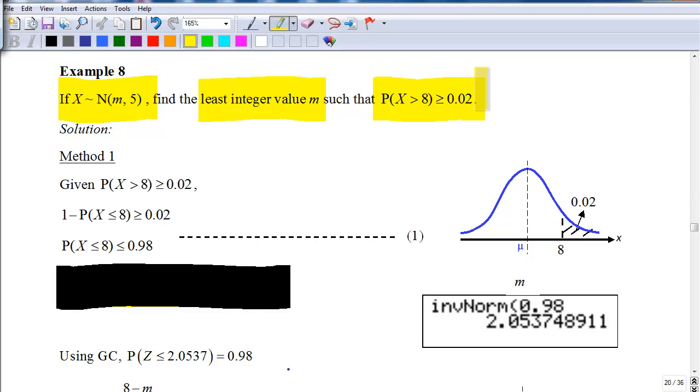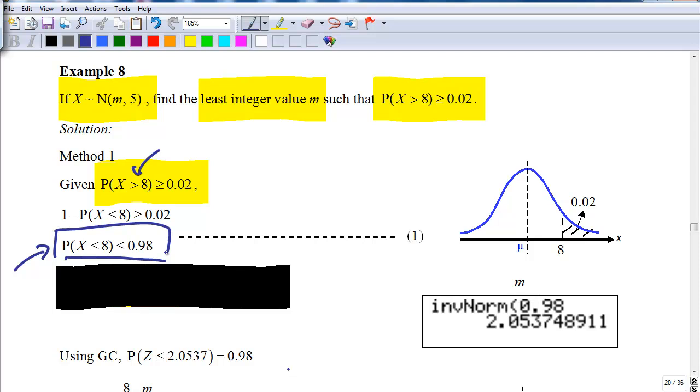Now there are two methods here that we want to show you. The first method will be using the information that we already know, which is this probability X bigger than 8 bigger than or equals to 0.02. Now I'm going to use inverse norm later, so the first thing I want to do is to change the bigger than sign to a less than sign, so I can use the complementary method to get this. So this is my new information.